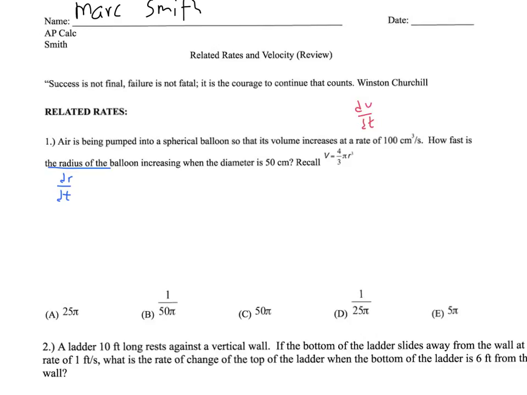So we have a couple pieces of information, and we were told the volume of a sphere is 4/3 pi r cubed. So let's take the derivative of that. So the derivative, dV/dt, is equal to, well, 3 times 4/3 is 4 pi r squared dr/dt.